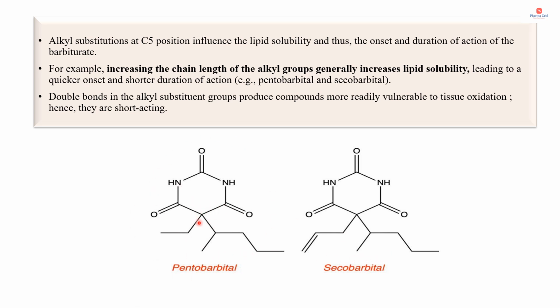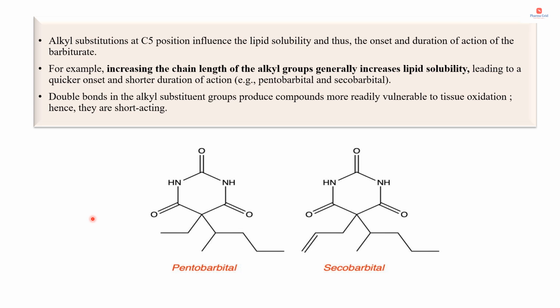This is the fifth carbon, and it is di-substituted. And here you can see the increased chain length in both pentobarbital as well as secobarbital. Both these drugs are short acting barbiturates. Increasing the chain length of alkyl groups generally increases the lipid solubility, leading to quicker onset as well as shorter duration of action. Then double bonds in the alkyl substituent groups.